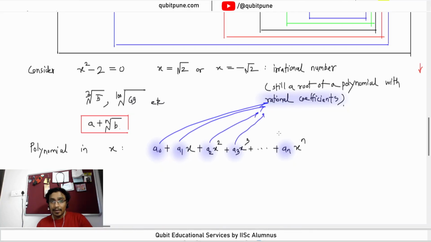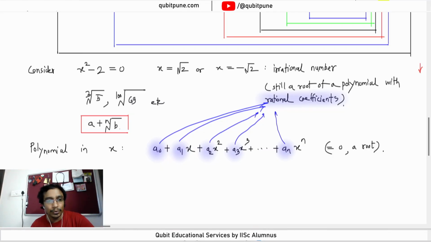Now all those numbers which, when plugged in as x, give us a 0 are called the roots of that polynomial. And if this root is not a rational number, then we have to call it an irrational. Okay, so it is still a number. We can actually plot it geometrically.